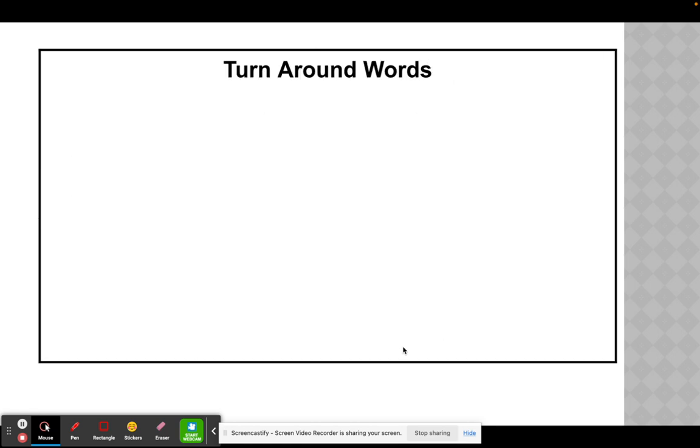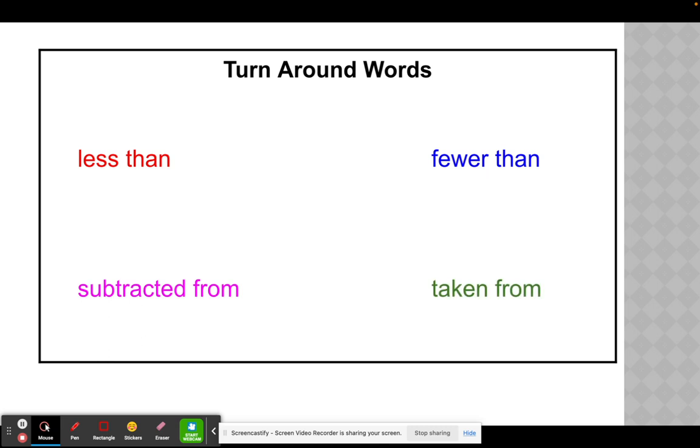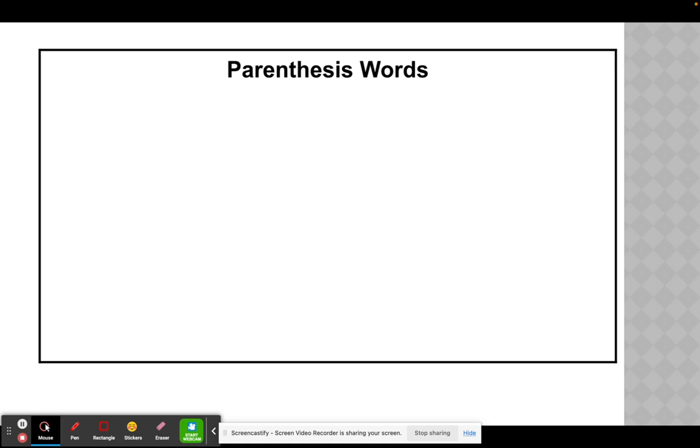Now remember, for our subtraction, we have those turnaround words. We don't want to forget those. So if I had less than, then I'm going to switch the order of my numbers. Fewer than, the same thing. Subtracted from or taken from. Those are our turnaround words.